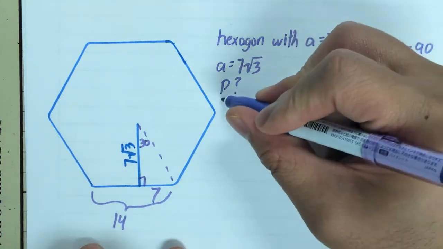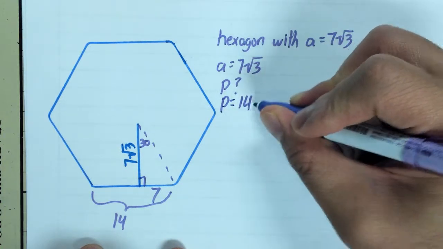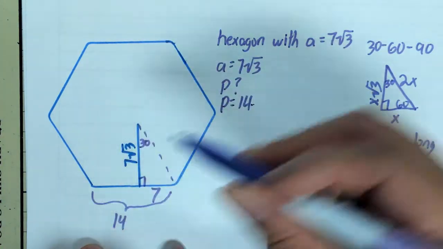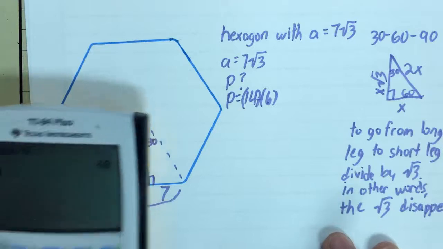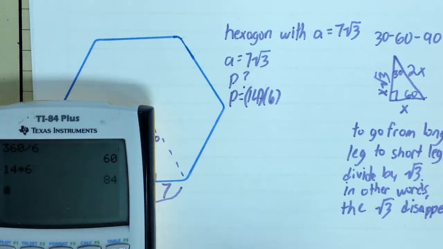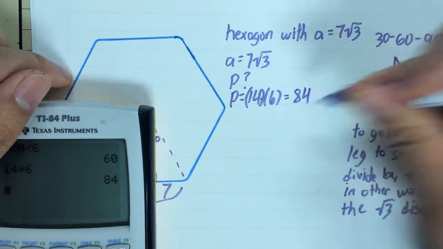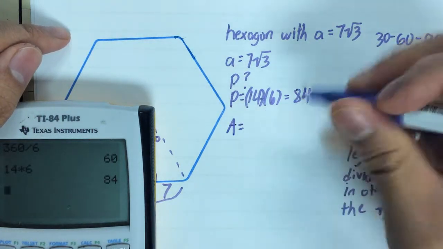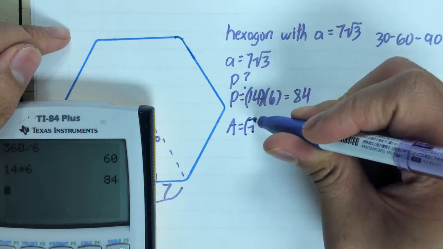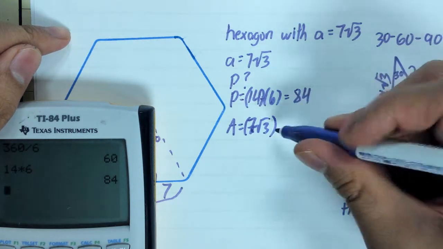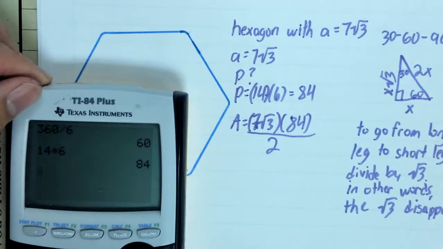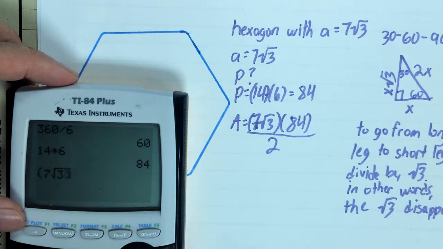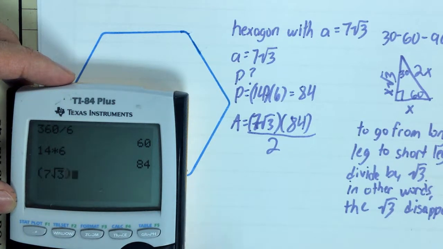So now we can find perimeter. Perimeter equals 14 times 1, 2, 3, 4, 5, 6 congruent sides. 14 times 6 is 84. And now we can use my equation. Area equals my apothem, 7 square root 3, times perimeter divided by 2. So parentheses 7 square root 3, my apothem, 84 divided by 2.